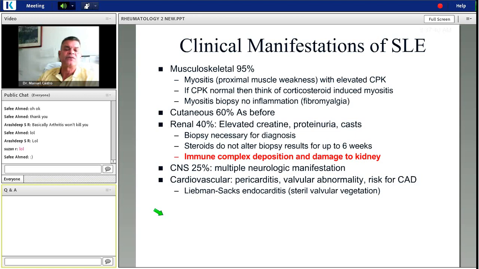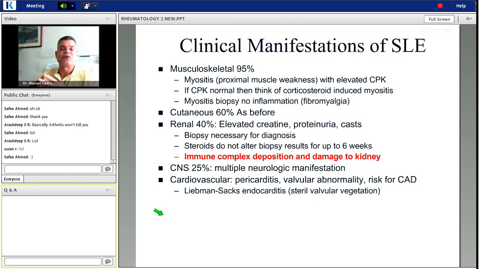Now, if a patient with SLE presents with musculoskeletal issues such as myositis and their CPK is normal, then you have to think of the possibility that the myositis is related to corticosteroid-induced myositis. They love to ask that. They will give you a patient with SLE that is being treated with corticosteroids. The patient comes with proximal muscle weakness, CPK is normal. Which of the following is the most likely cause of this patient's muscle weakness? And if you don't think about it, it is related to corticosteroids. CPK is normal. Very typical of that.